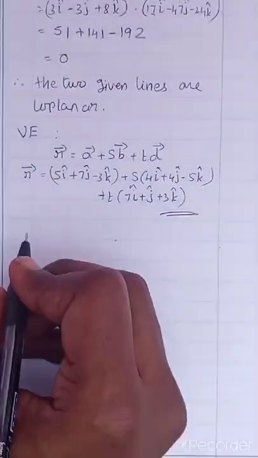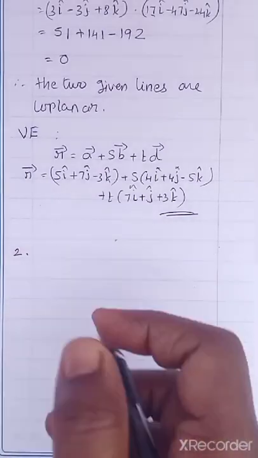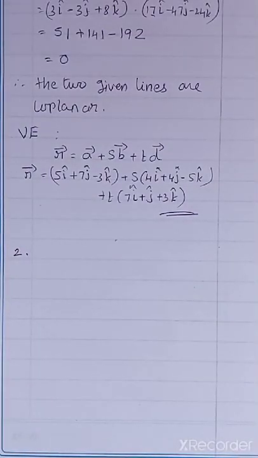Is that clear? Okay, so take your second question. It is given that show that the lines are coplanar.